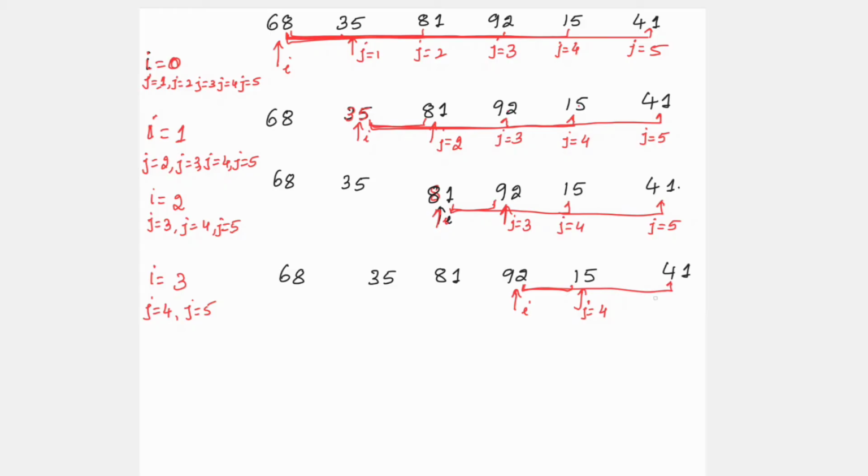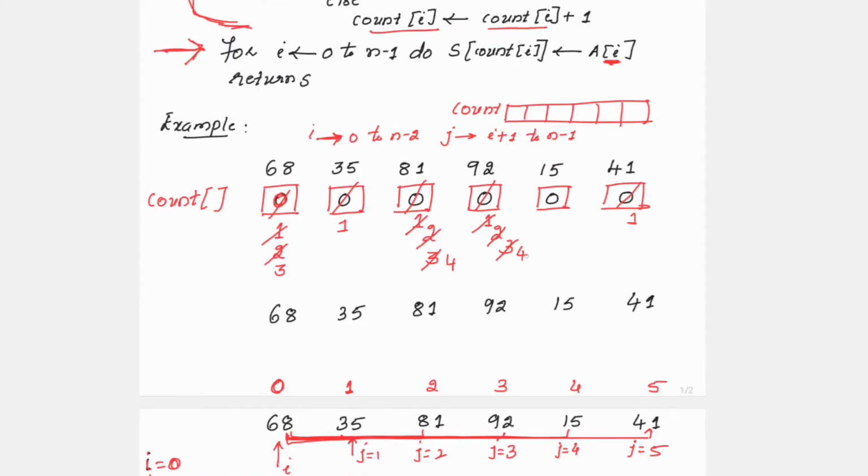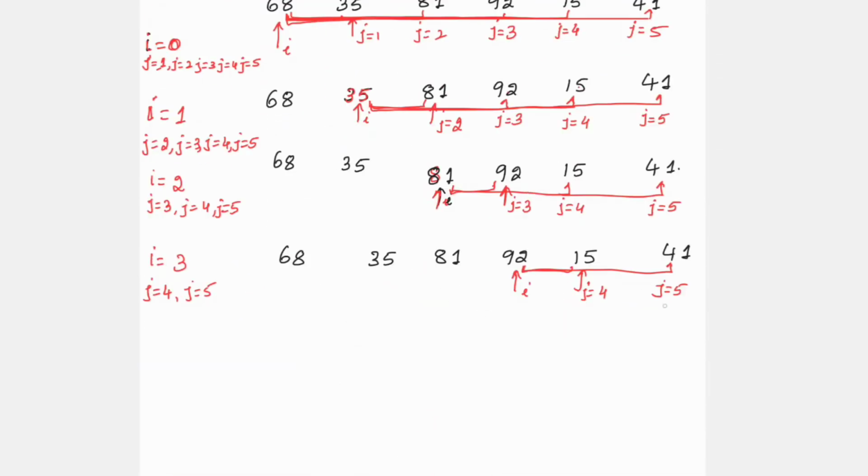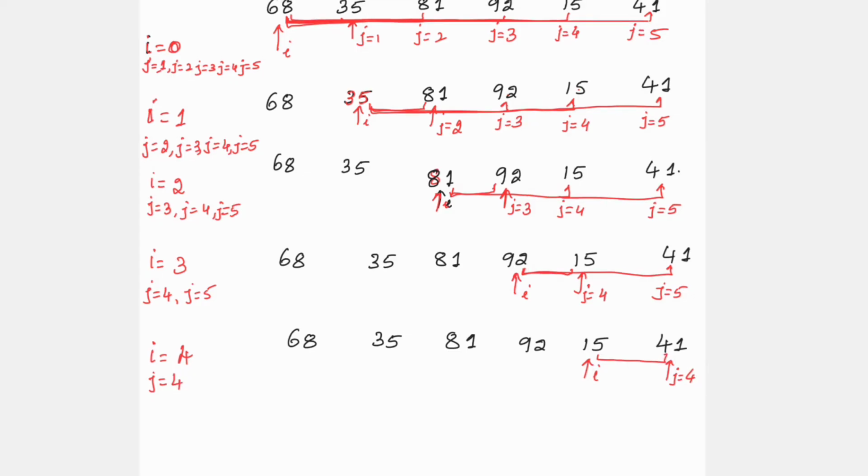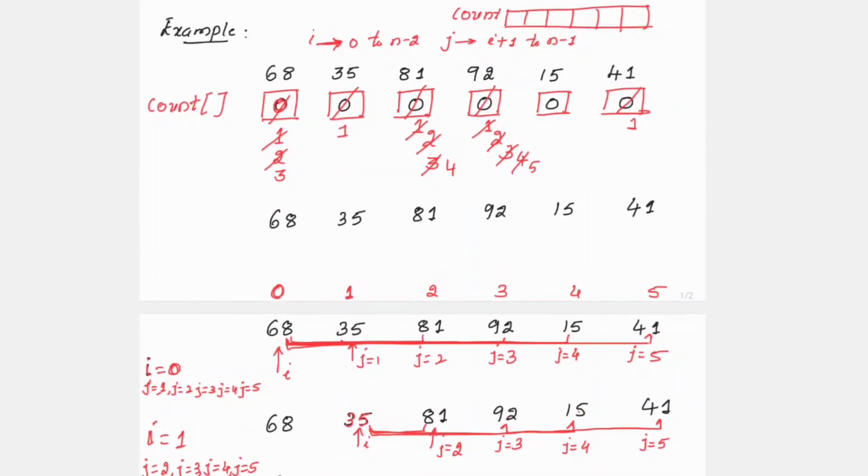Whether 92 is less than 41. No, 92 is greater than 41. So the count for 92 gets incremented. The j loop gets completed. The I value gets incremented now. I becomes 4 and j is pointing to 41. So j is 4. Only one comparison in the last iteration. So here we compare whether A of I is less than 41, whether 15 is less than 41. No, 41 is greater than 15. So the count for 41 will get incremented by 1.